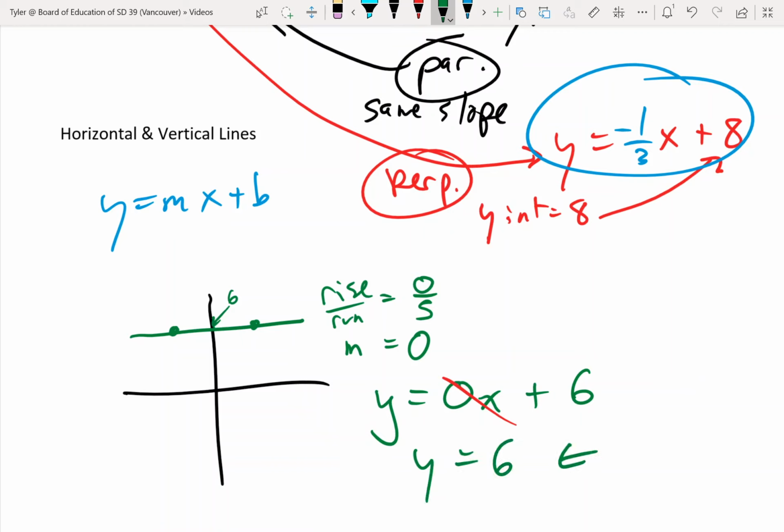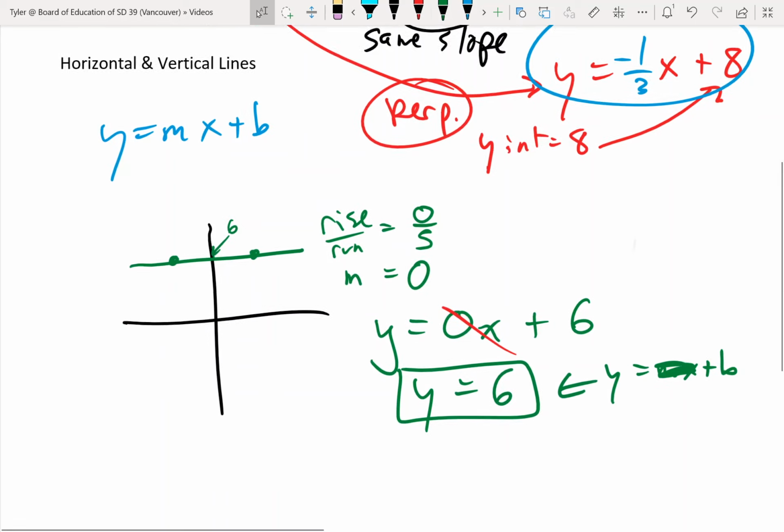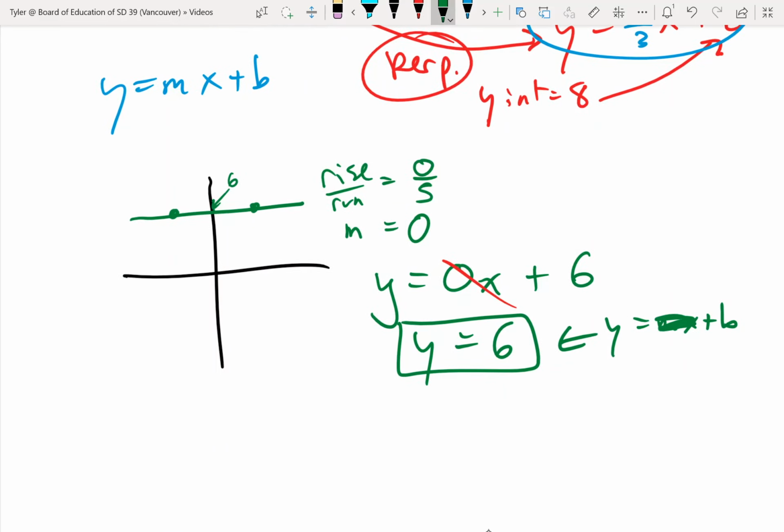This technically is in the form y equals mx plus b. It's just m is 0, so it's just y equals b. This makes sense logically, because if I read this out loud, this to me says y equals 6. The only thing I would add is always. Y is always 6, which if you look at this line, every point on the line is 6. So this actually makes a lot of sense.